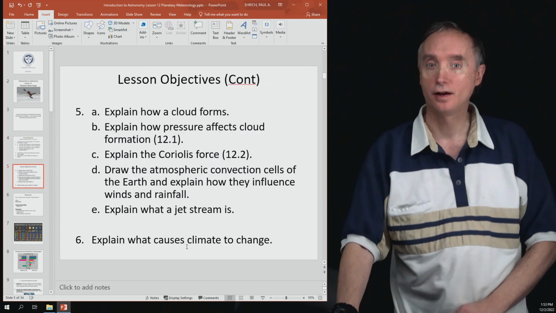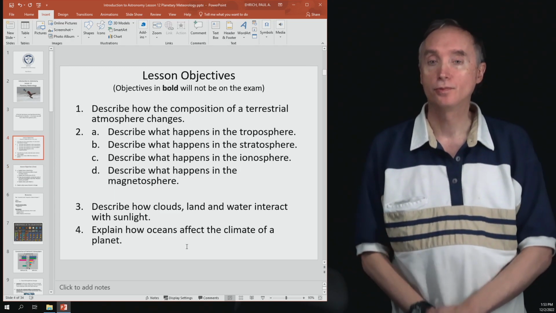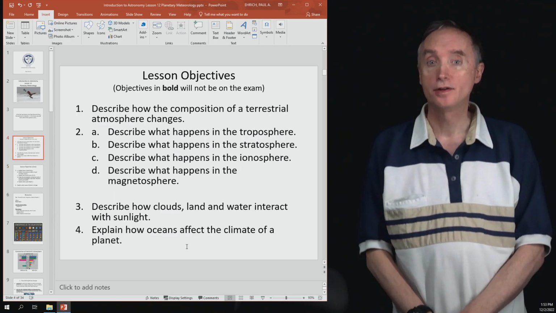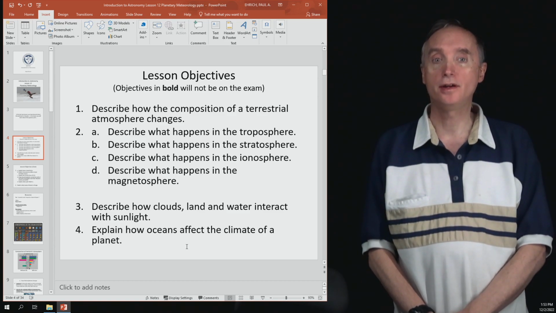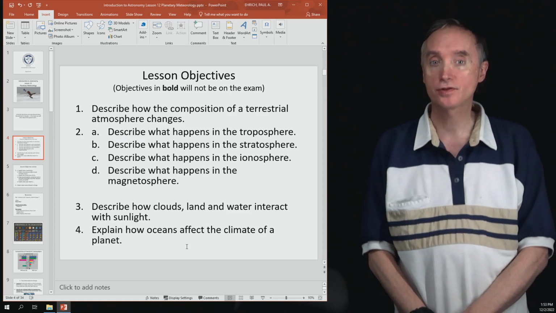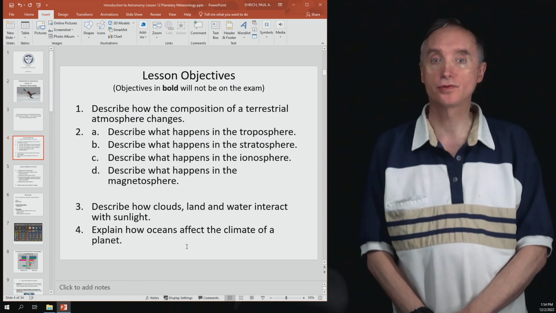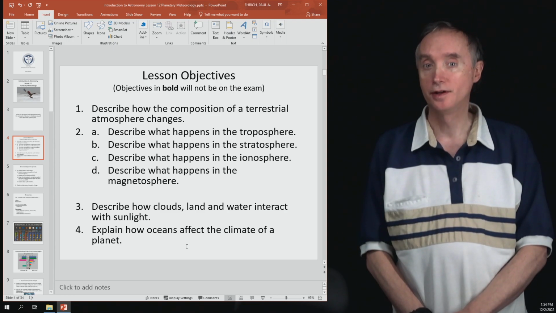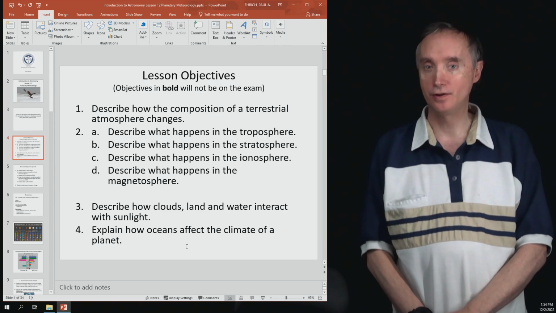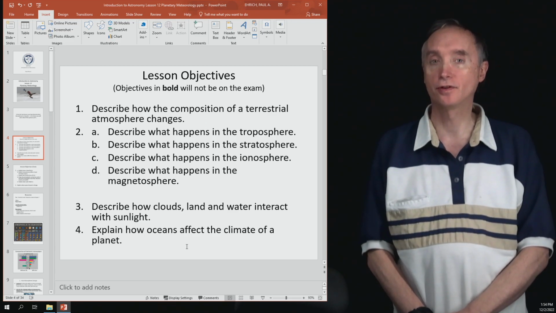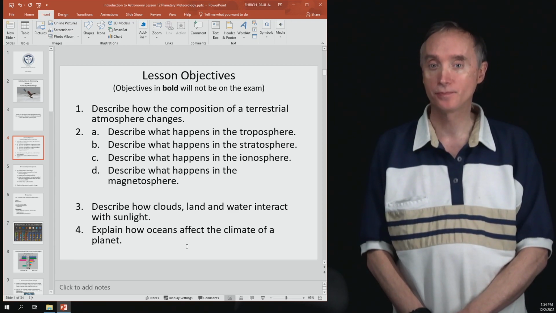So, here's what you're going to learn today. One, describe how the composition of a terrestrial atmosphere changes. Describe what happens in the troposphere. Describe what happens in the stratosphere. Describe what happens in the ionosphere. Describe what happens in the magnetosphere. So all of these are different layers of our atmosphere.